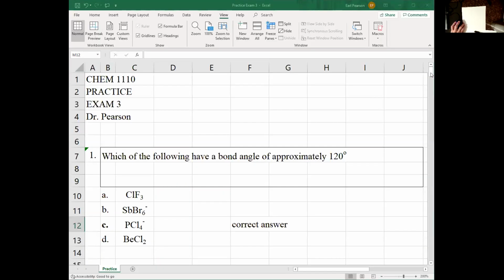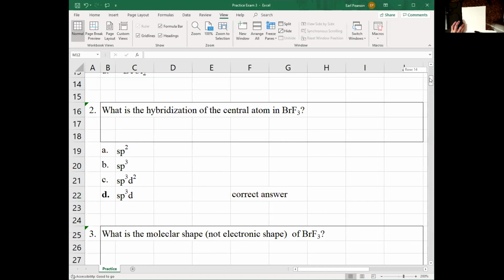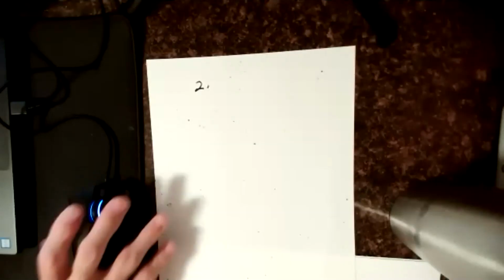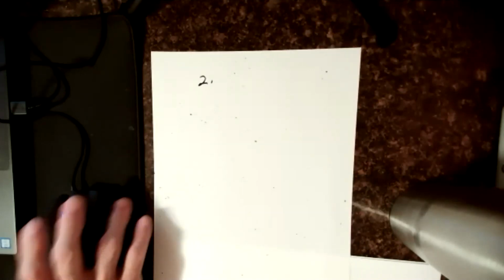Okay, let's go on to number 2. What is the hybridization of the central atom in BrF3? Well, now, for BrF3, we're going to do it the same way we did the others, because we have to get the VSEPR notation to get hybridization. So we're looking at the hybridization in BrF3.